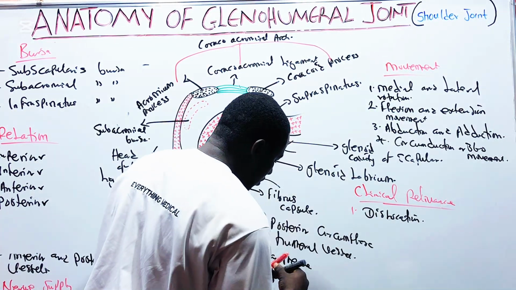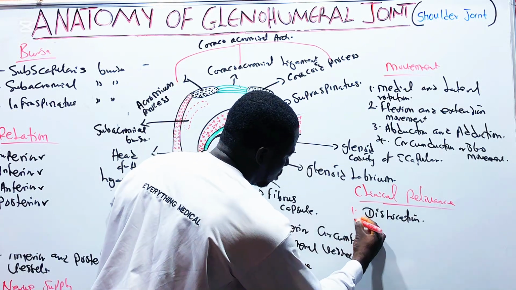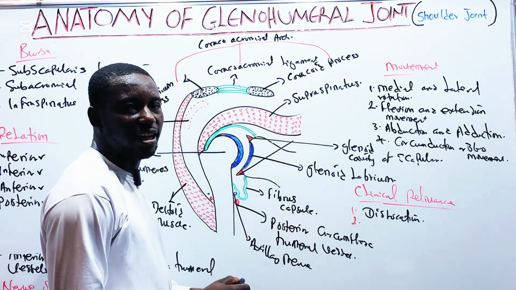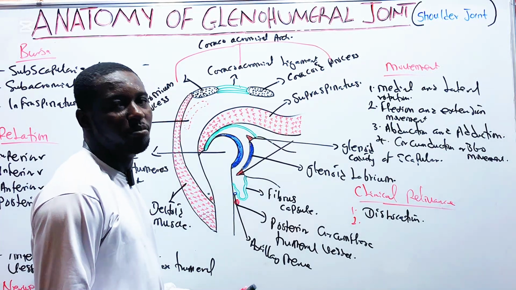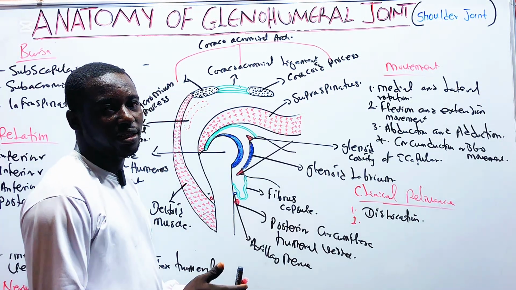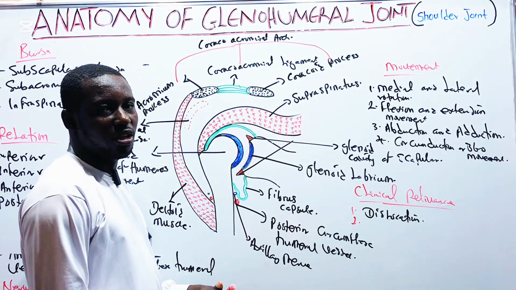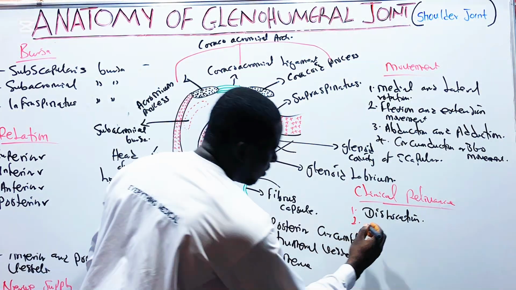Number two is bursitis. That is inflammation of the bursa, because there are so many bursae that surround the shoulder joint. So those bursae could get inflamed. It is termed bursitis.